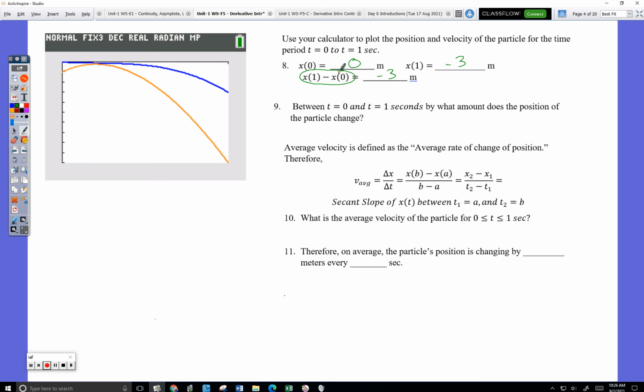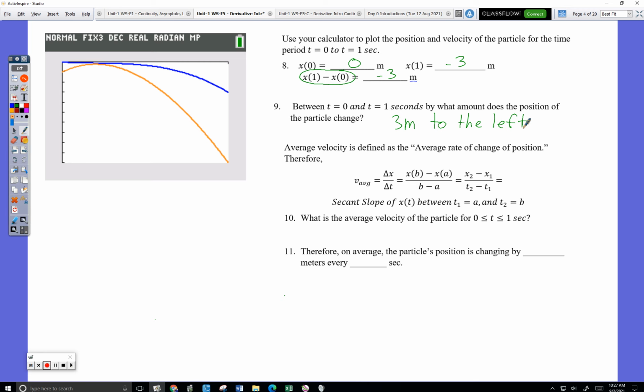Time equals 0, the particle was here in the center. However the particle moved, 1 second later, it's over here, 3 meters to the left of where it was. Questions? Cool. Okay, so that's the answer to 9, of course, changed by 3 meters to the left. I'm hoping this feels easy because this is not AP stuff yet. We're just building to it, right? We're just trying to get the foundation.